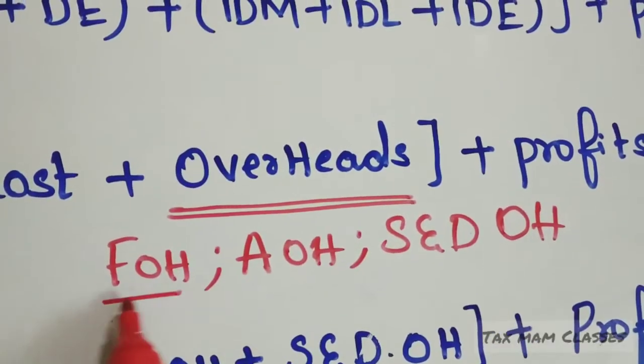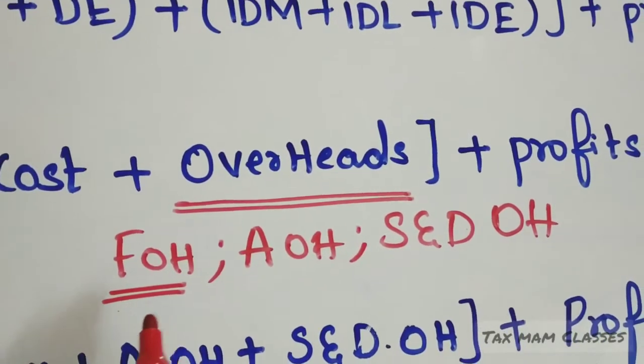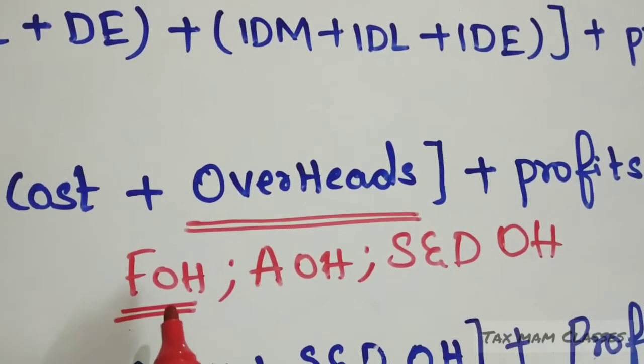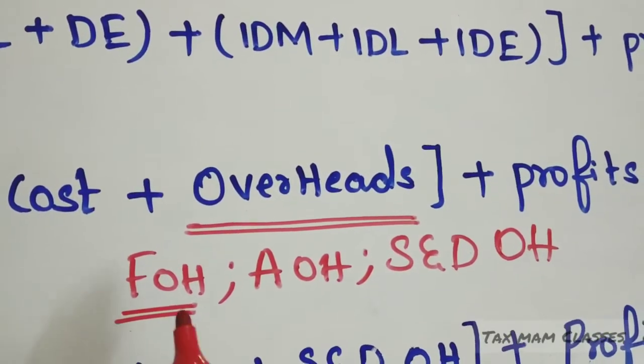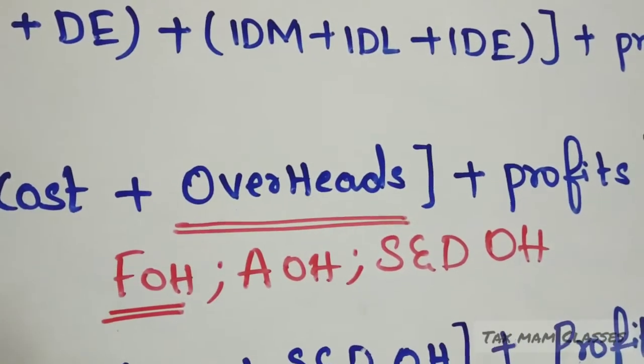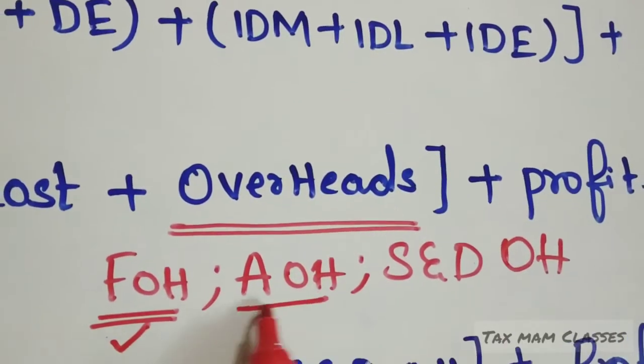So what does factory overhead mean? It is all the indirect expenditure incurred by the factory, that means factory rent, factory electricity, factory insurance. These are also indirect things which will affect the price of a product. So we have to take the factory overhead and administration overhead.